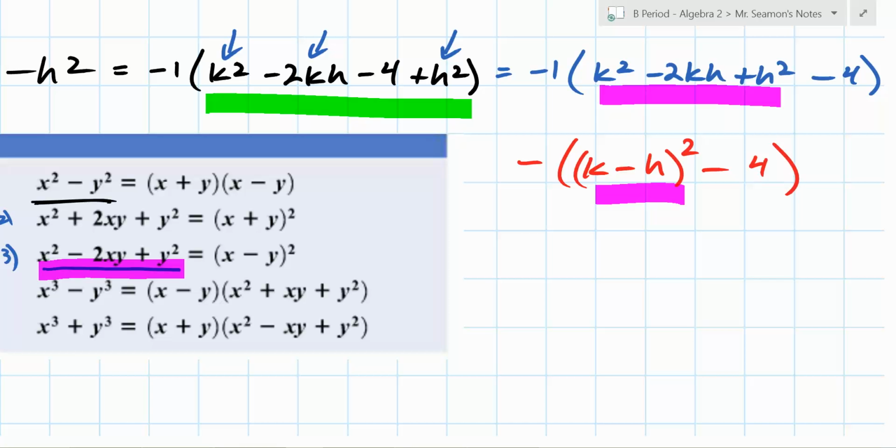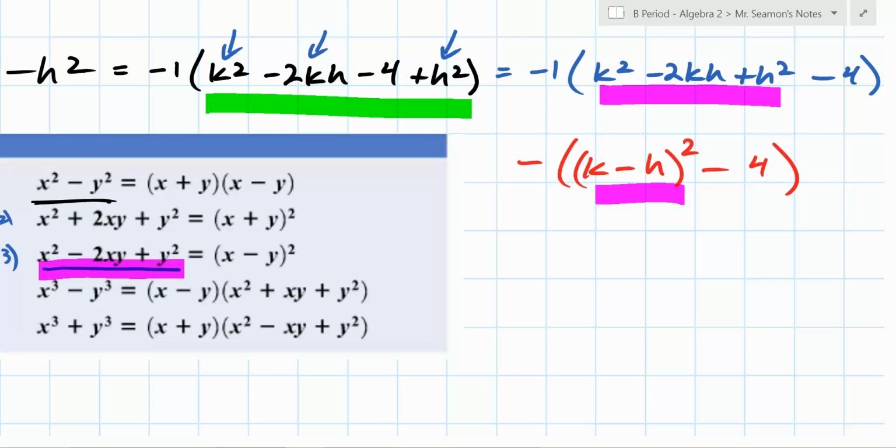And what does this factor into? This is pretty much the hardest one on the homework, so be okay with the fact that it's okay if this is a little difficult. Do you see how this looks exactly like the one up there? x squared minus 2xy plus y squared. k squared minus 2kh plus h squared. It's the same form.